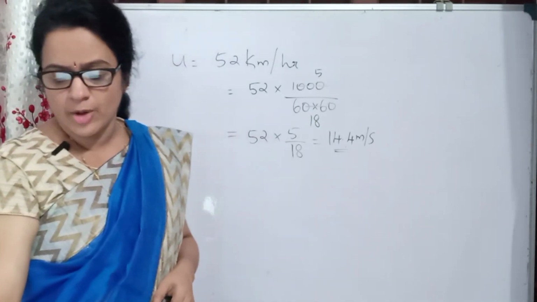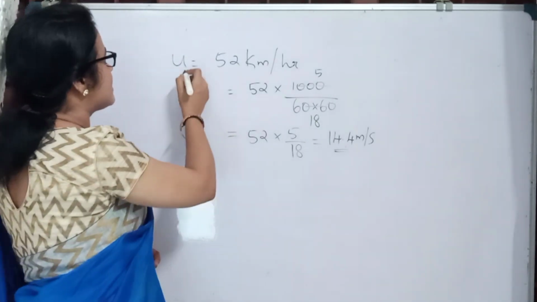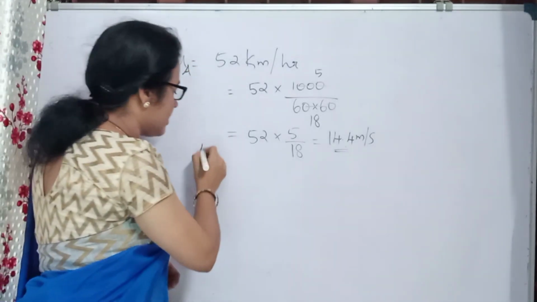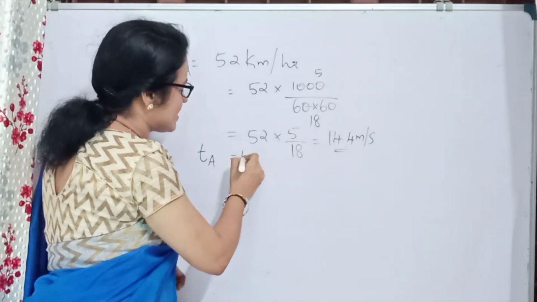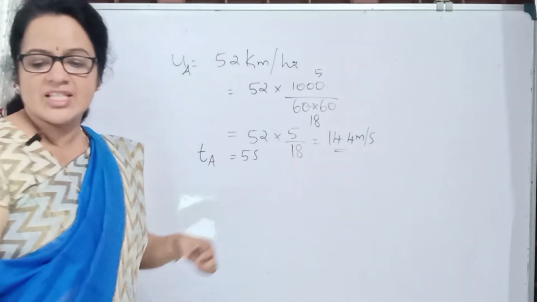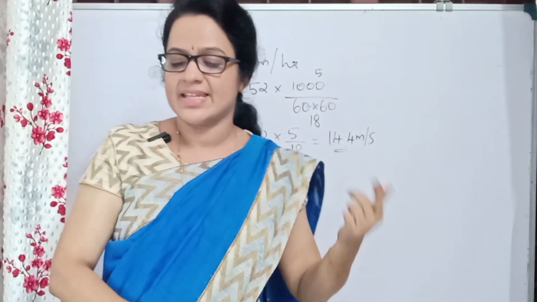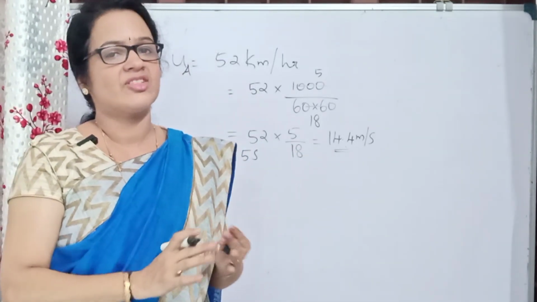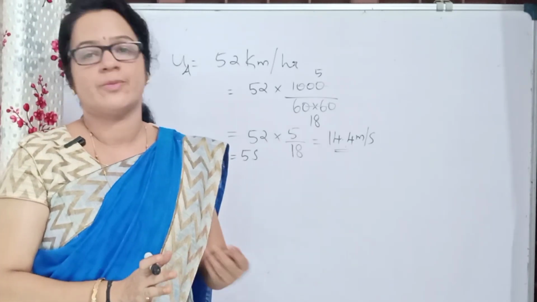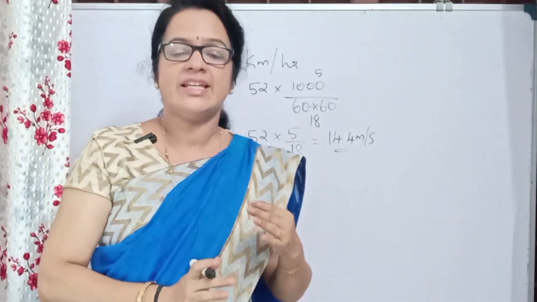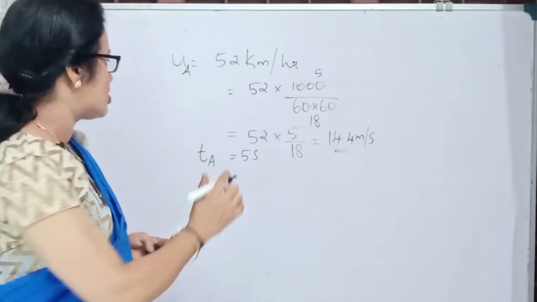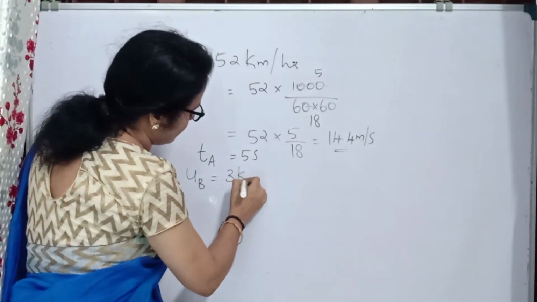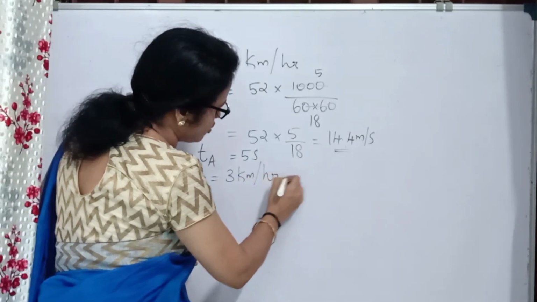Time taken to stop is given. This is the case of the first car, that can be taken as A. Okay, and the time taken is given as 5 seconds. That is the first case. And in the second case, what is given here? Initial speed, that means the other car was traveling with a speed of 3 km per hour. What does it mean? The initial velocity of the second car, that means UB, is 3 km per hour.